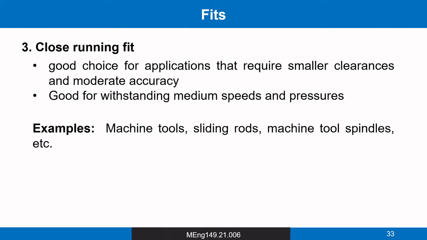So examples are machine tools, sliding rods, spindles, because machine tools require good or moderate accuracy. So that's why its clearance is small compared to the two previous subcategories of clearance fit.